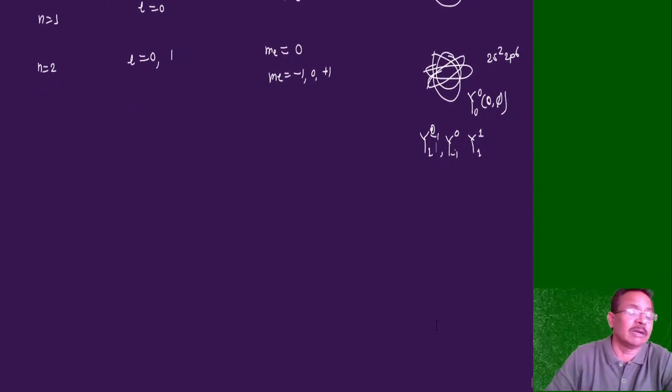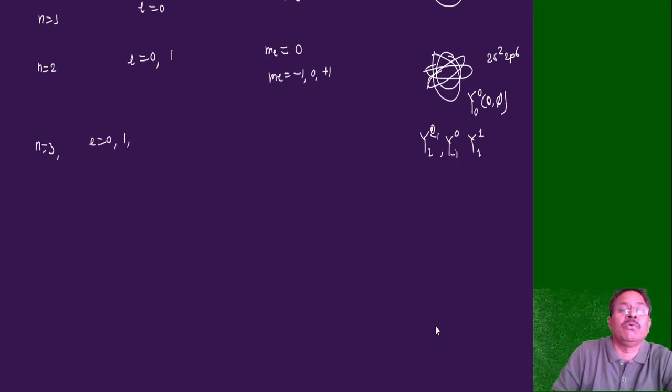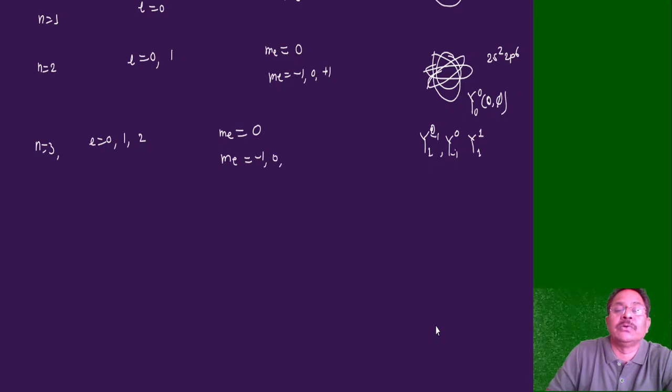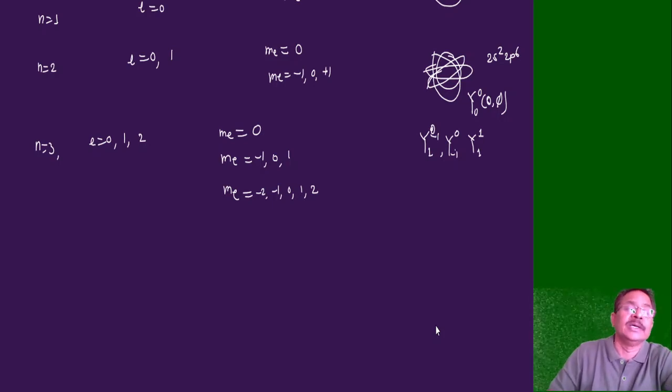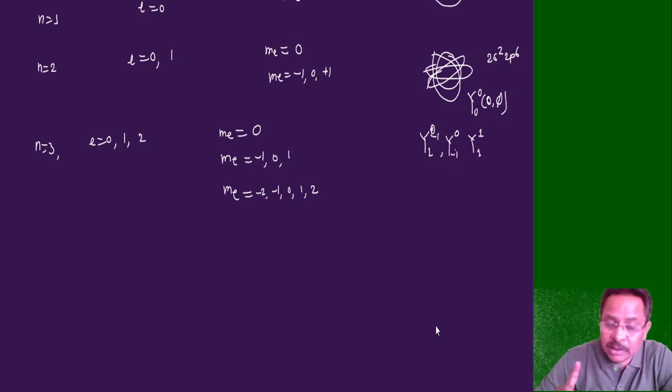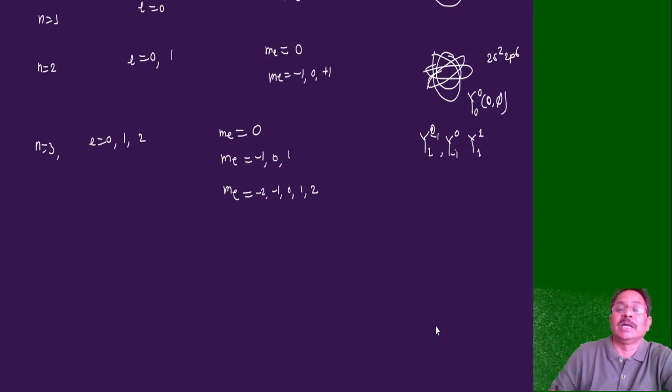Likewise, you can go for the third calculation. For n equal to 3, we have L equal to 0, 1 and 2. For the first L value we have ml equal to 0, for the next L value we have -1, 0 and 1, and finally for L equal to 2 we have ml equal to -2, -1, 0, 1 and 2. So 2 electrons, then 6 electrons, then 10 electrons are possible, and the total is 18. That's how the number of electrons contained by an orbit is given by 2n squared. All these things are found to be possible.